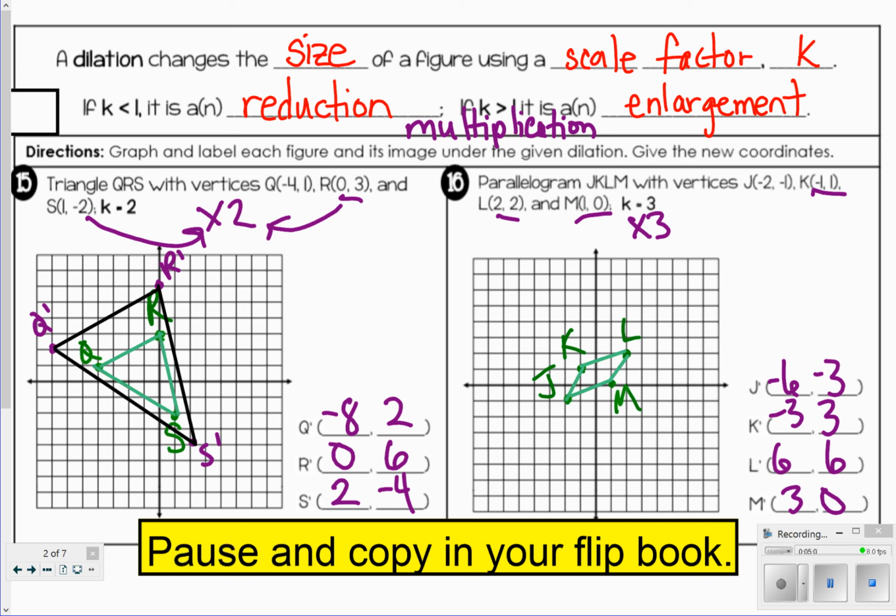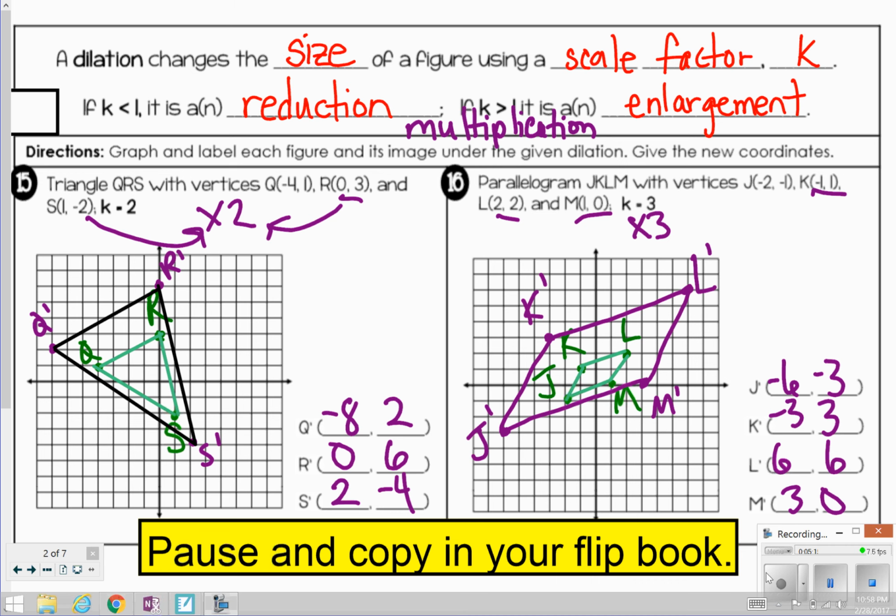And I'm going to go ahead and add our ordered pairs to our coordinate plane and draw what my image will be. And now I've gone ahead and added that parallelogram with our scale factor of 3. So it enlarged our shape by multiplying every point times 3. And that's what the new image looks like. Go ahead and make sure that your flipbook is updated with all this information.